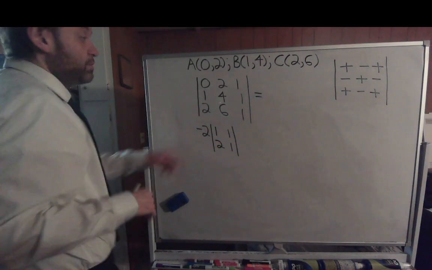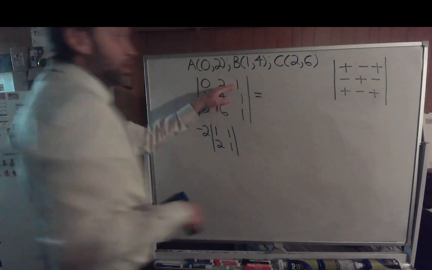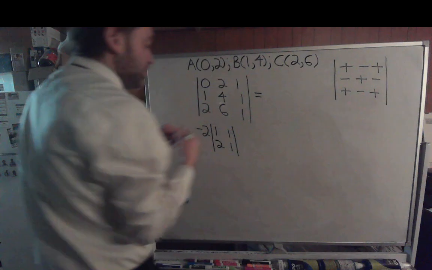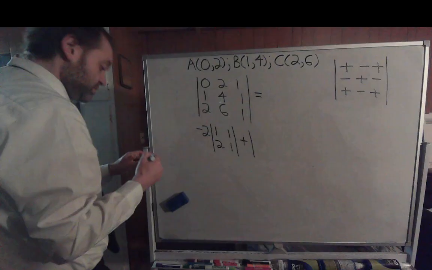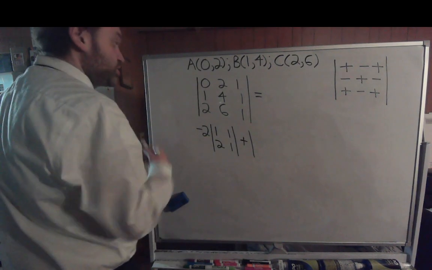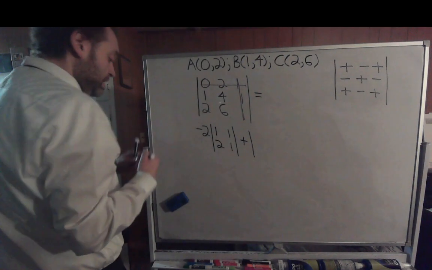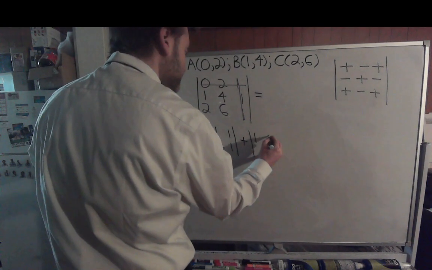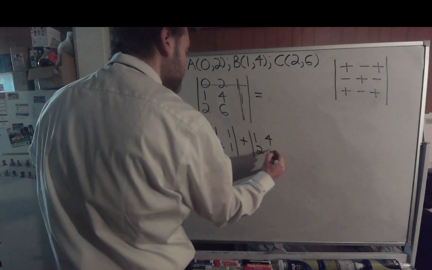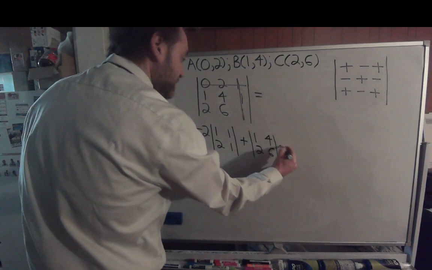Alright, so then we deal with that 1 in the first row. According to my coefficient matrix, I'll keep it positive. So that'll be plus the determinant of whatever's left over. So let's strike out the column and row that occurs in, leaving us a determinant of 1, 4, 2, and 6. Now we just have 2 determinants to evaluate.